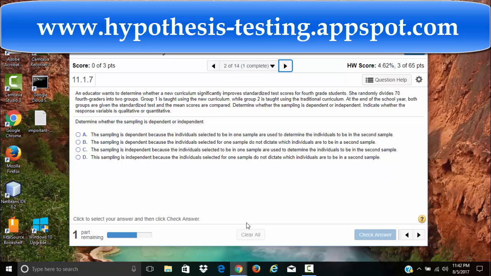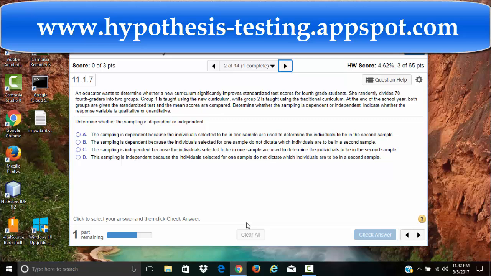In this case, you see that she randomly divides the 70 4th graders into 2 groups. Group 1 is taught using the new curriculum. Group 2 is taught using the traditional curriculum. So both events can occur without one depending on the other. Both events can occur independently. One must not occur before the other one occurs, just like we saw in question 1.